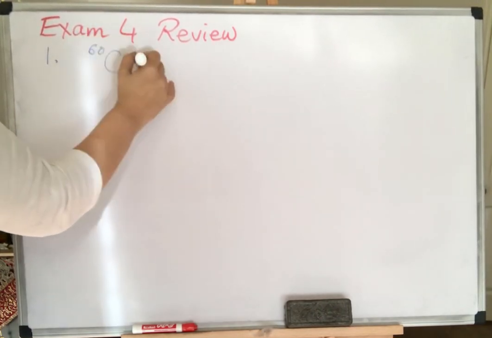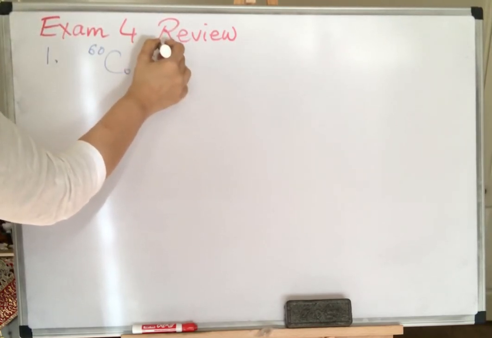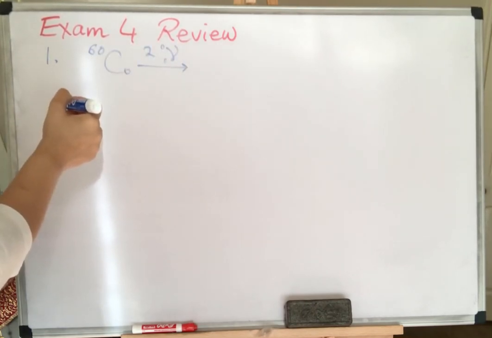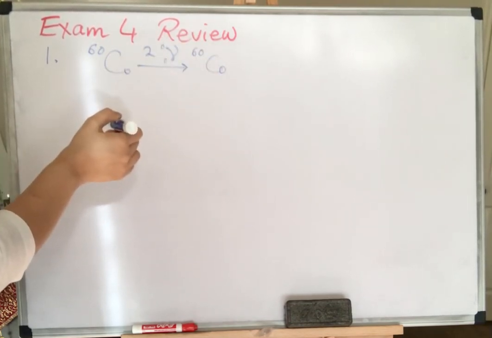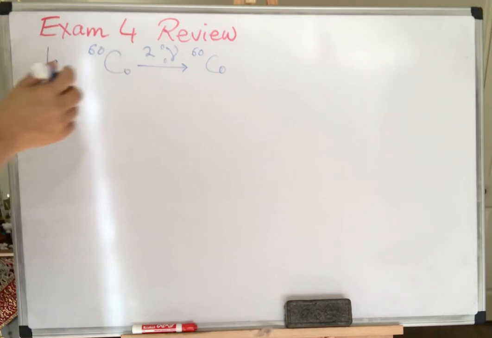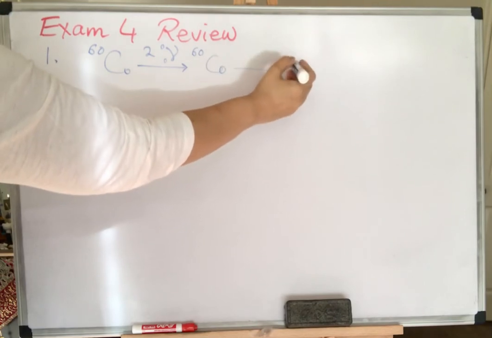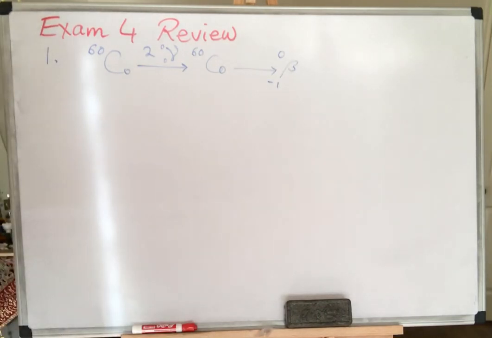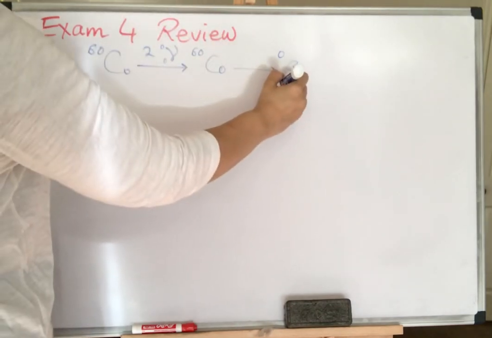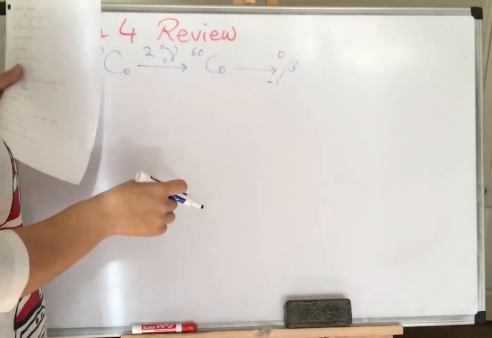So cobalt-60 will emit 2 gamma rays. Gamma rays have 0 protons and 0 mass. So nothing will happen after 2 gamma emission, so don't worry about this part. Then the next is beta emission. For beta emission, you have -1 and 0. And don't forget to memorize the symbol and the charges and the mass for all of these emissions.